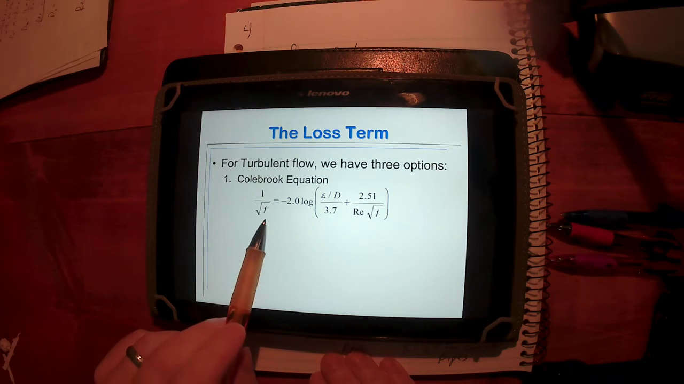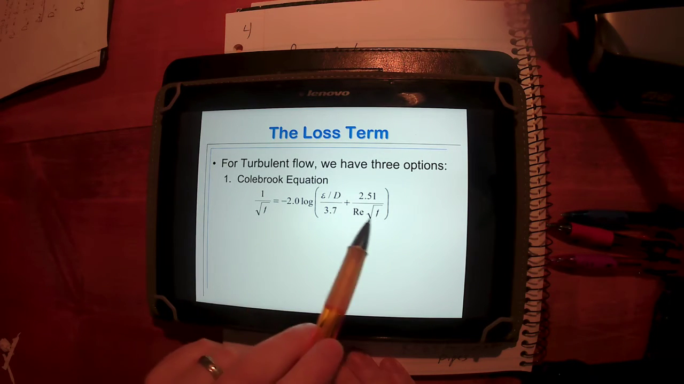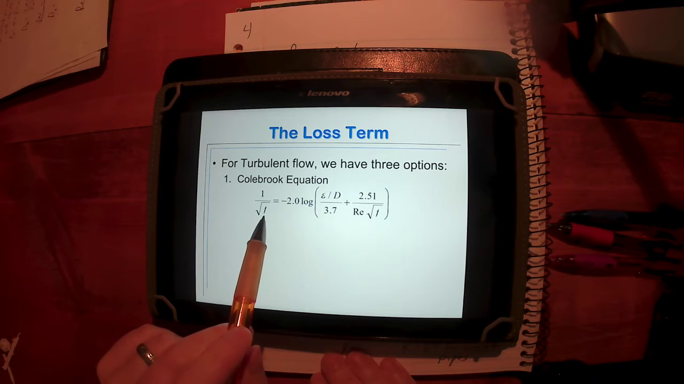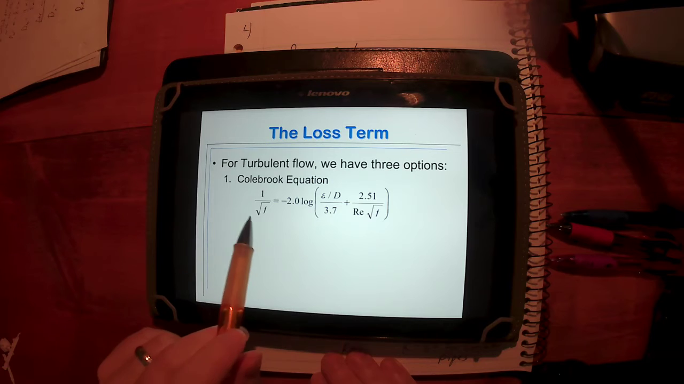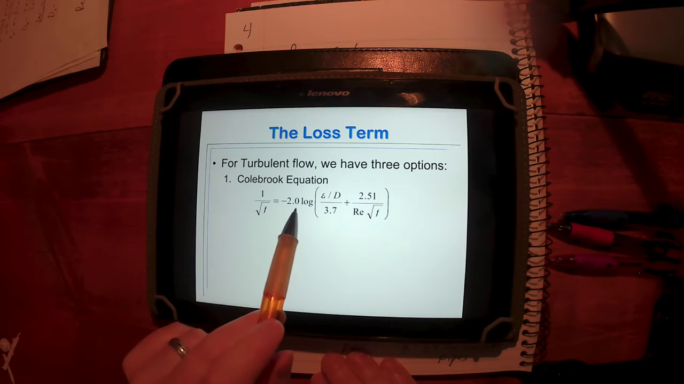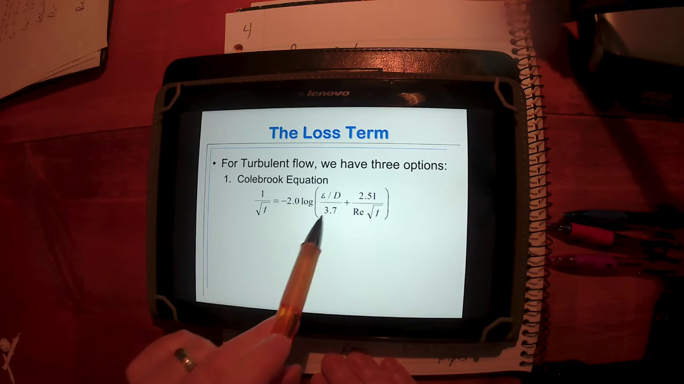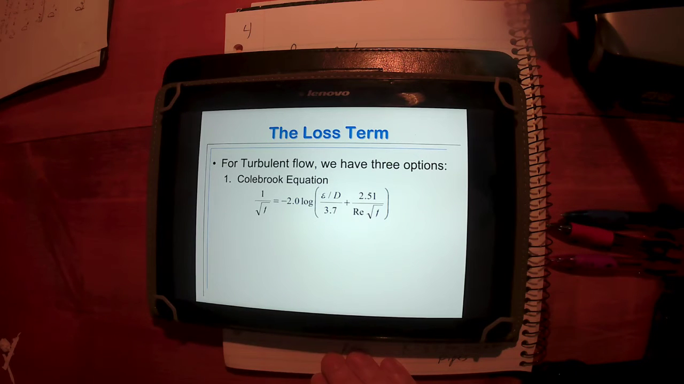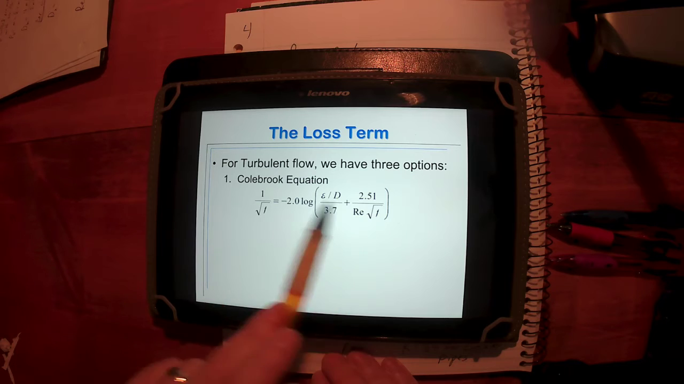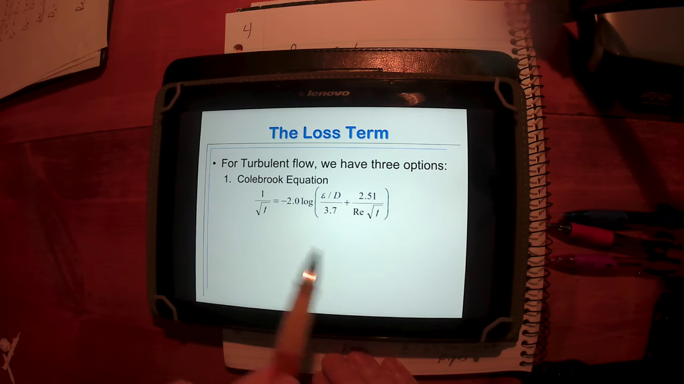friction factor, now this is an F. I don't know why it's not showing it. This is what we call the Colebrook Equation. That is 1 over the square root of F is equal to minus 2 log of epsilon over D divided by 3.7 plus 2.51 over the Reynolds number times the square root of F again. That's the Colebrook Equation. Now, the challenge with that is there's no way to solve this expression for F. It shows up here, and it shows up here.